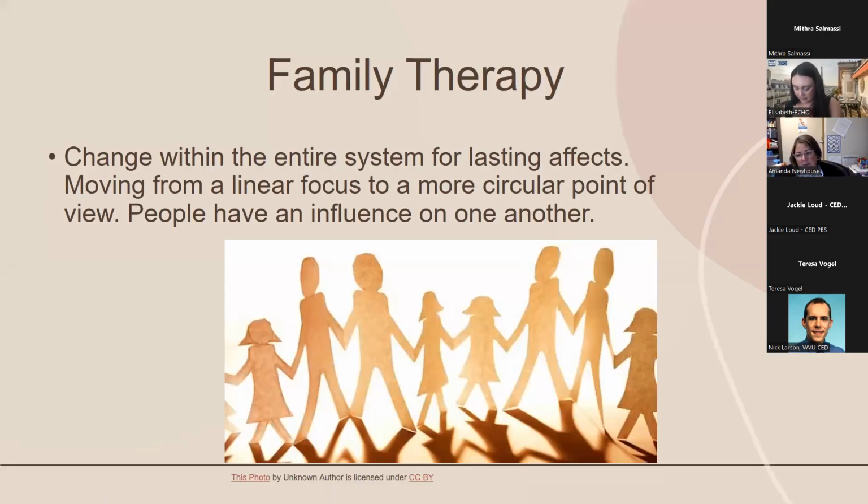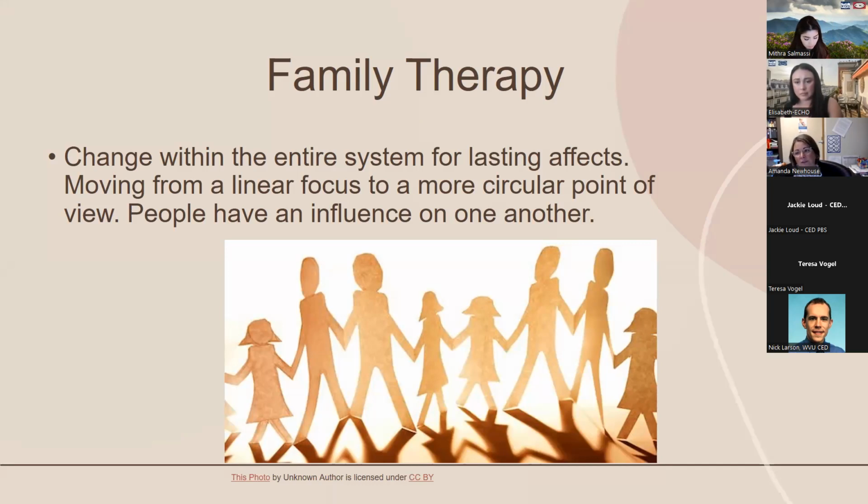When you're doing family therapy, and I know I'm preaching to the choir here because we all work with kids, when you work with kids, you work with systems and you work with families, and that's the reality. But when you're looking at family therapy, you're looking at working with the entire family system. And when you do that, you have longer lasting effects than working with an individual. So when you're working with an individual, a lot of the times they're returning to that system.